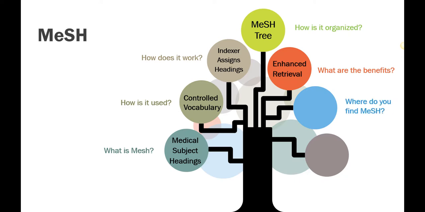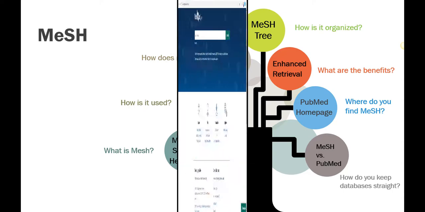Where do you find MeSH? Well, an easy way to access MeSH is directly on the PubMed homepage. The link will take you directly to the MeSH database. So you might wonder, how do you keep these databases straight? Well, here's the point of distinction. MeSH is an index of subject headings. Subject headings are applied to article records. Articles are searched for within PubMed for their citations.